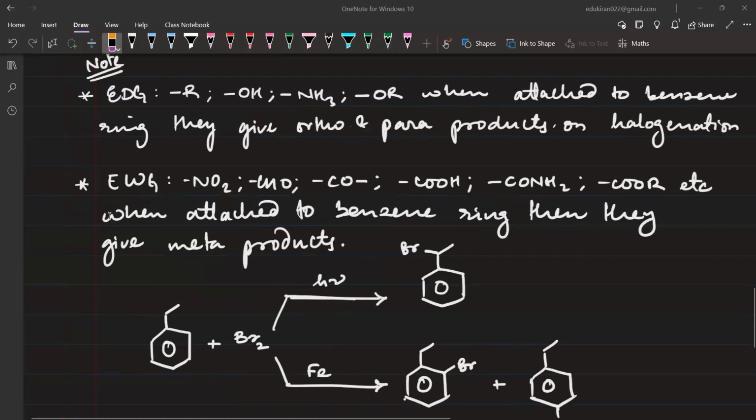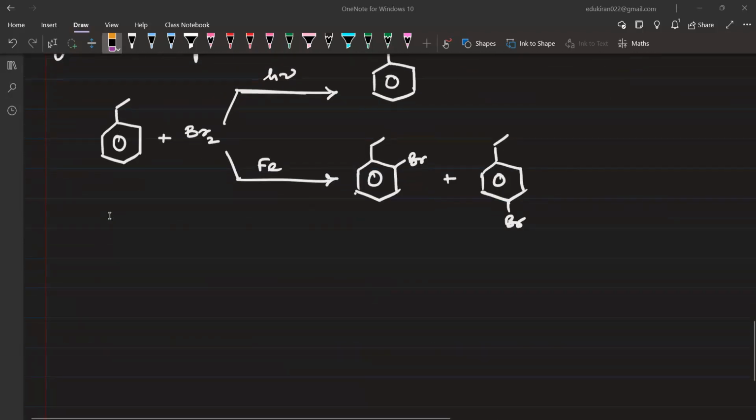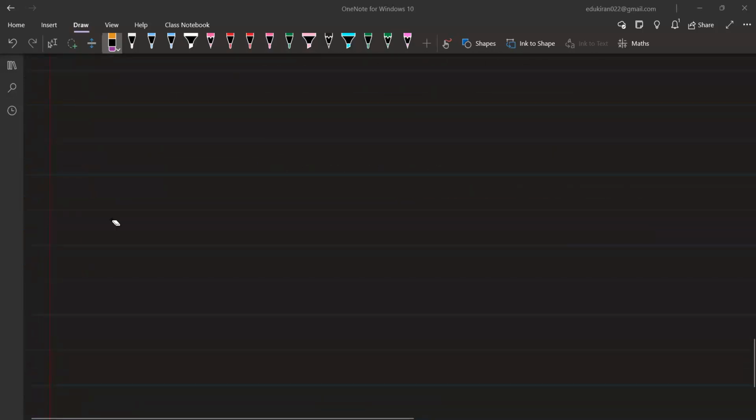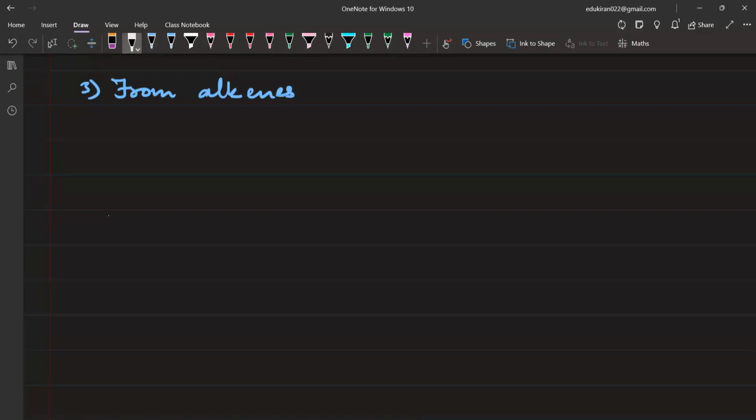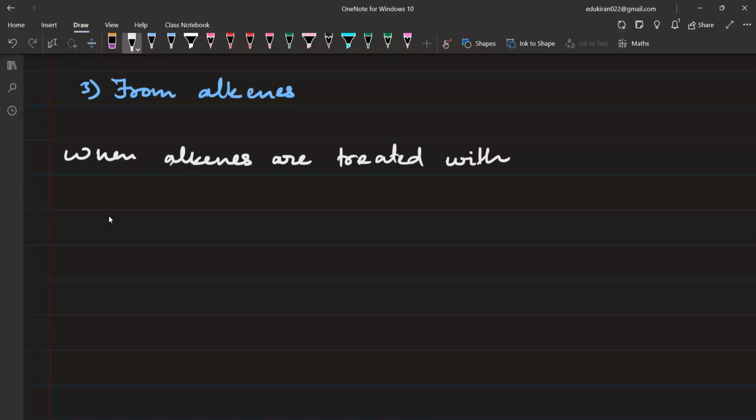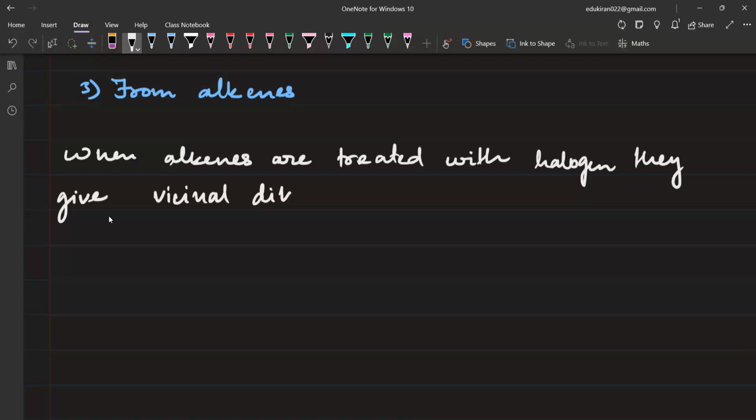Now this is it for the electrophilic aromatic substitution reactions. Right, next from alkenes. Now in alkenes, please write, when alkenes are treated with halogen, they give vicinal dihalides. Okay, they give vicinal dihalides.